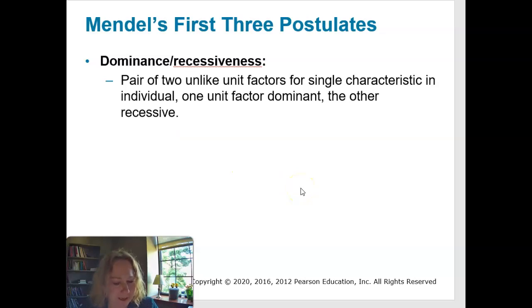Dominance and recessiveness. I'm saying this because I think it's a review. If it's not, I'll tell you now. So dominance: a pair of two unlike unit factors for a single characteristic in an individual. One unit factor is dominant, the other is recessive. So the dominant trait is the one that you see. If you have a big D and a little d, the dominant will be the one that takes over. It will be the most predominant.